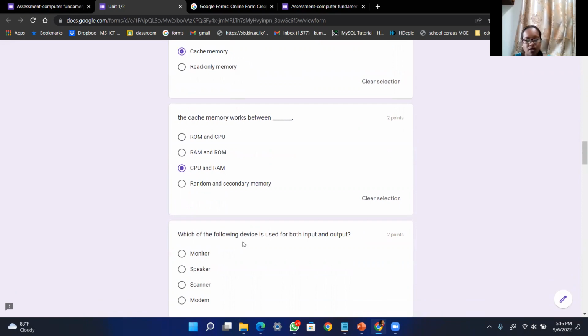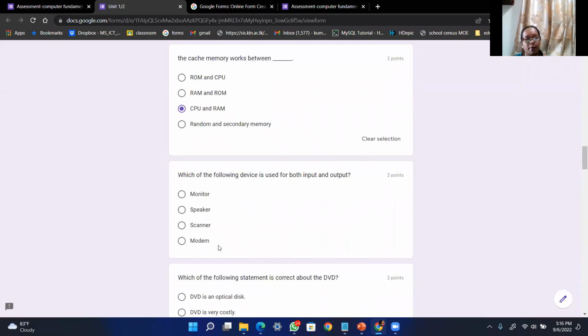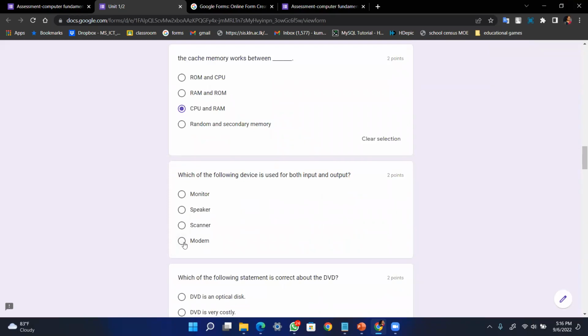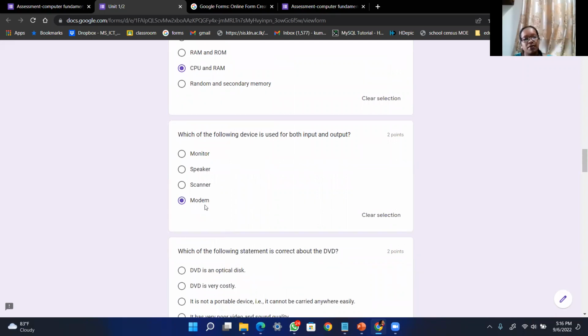Which of the following devices is used for both input and output? What about that one? Modem. Yes, modem. That means when we are discussing the networking lesson, we will discuss that in detail. It just does the modulation as well as the demodulation. So it takes the analog signal and converts it into digital, as well as vice versa. Right.